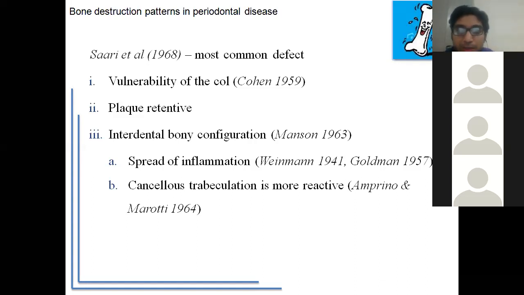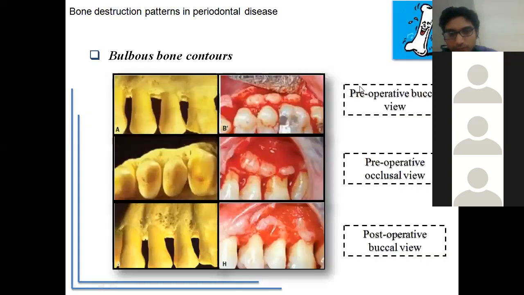That's why infection spreads rapidly through the interproximal area, leading to formation of craters and other intrabony defects, right? So the vulnerability of the col, plaque retentive factors, which mostly occur in the interdental areas, and interdental bony defects, right? So all this will lead to formation of intrabony defects or crater-like defects.